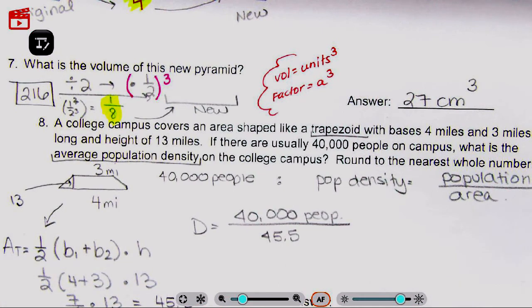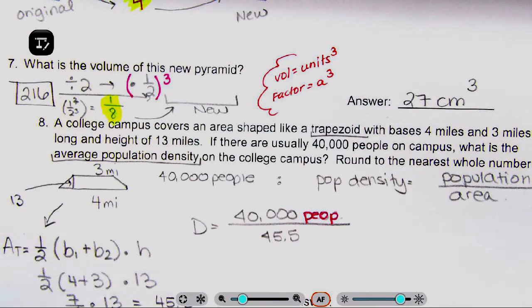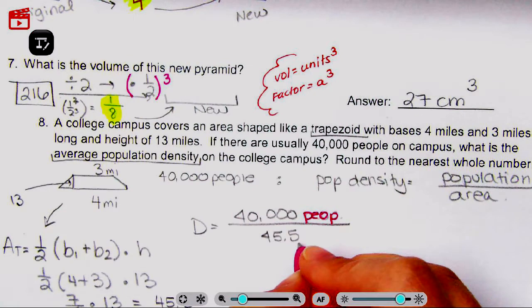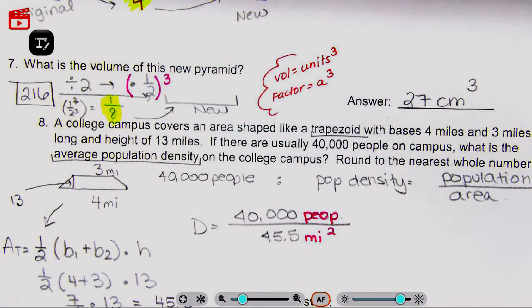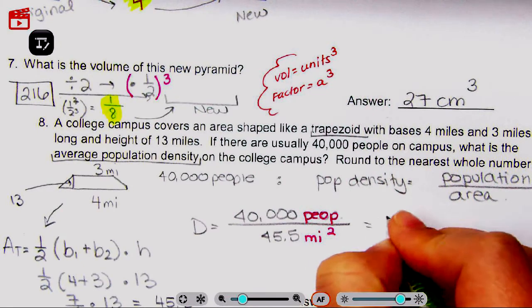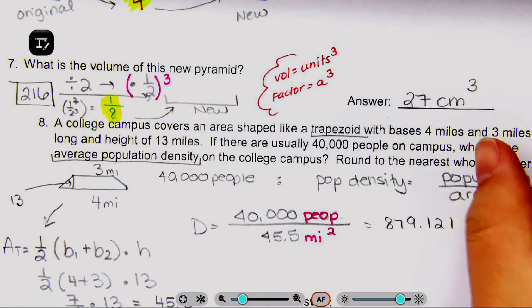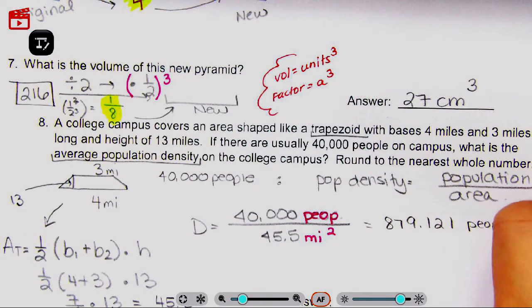Now here's what's important. You need to make sure that you have units. On top we have the quantity of people, the population. On the bottom we have area. Area of what? The trapezoid. But area, what are my units? It is miles and area is always squared. Now the units are super important because when you do your answer for 40,000 divided by 45.5, you get 879.121. Now, what are your units? Your units are people on top over miles squared.